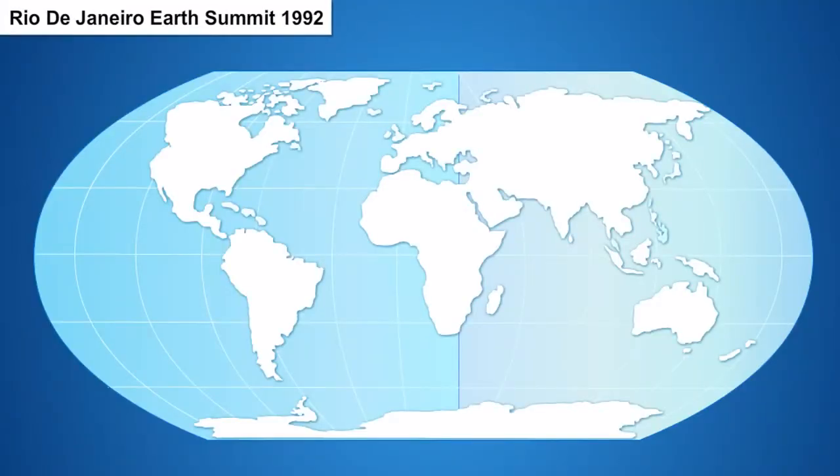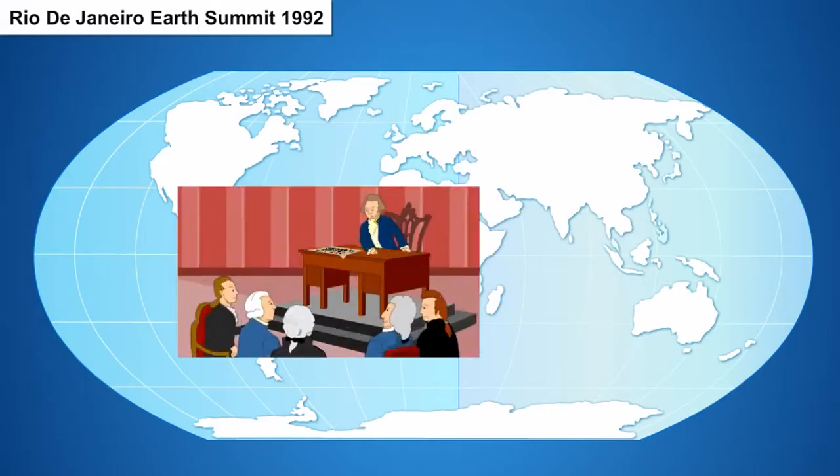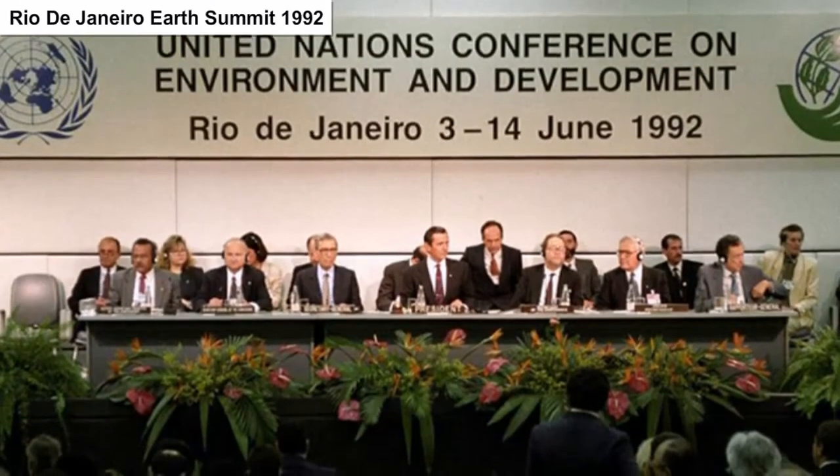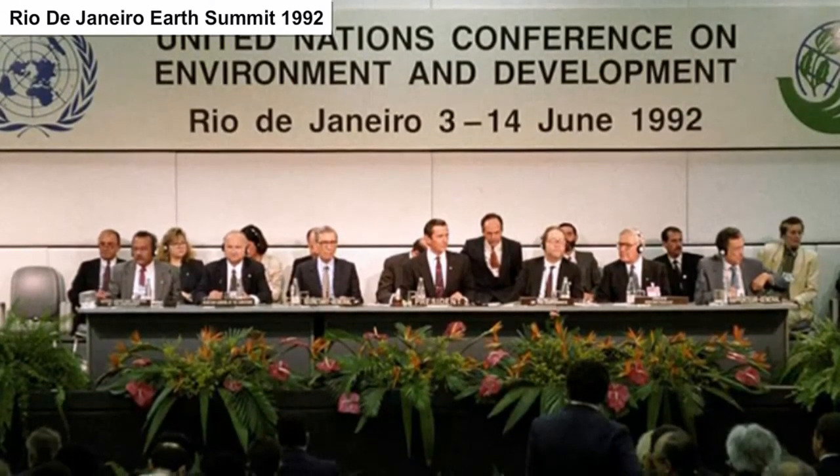Rio de Janeiro Earth Summit 1992. For environmental protection and socio-economic development at global level, 100 heads of states met in Rio de Janeiro in Brazil at Earth Summit 1992. In this summit, the leaders signed to adopt Agenda 21 for achieving sustainable development in the 21st century.